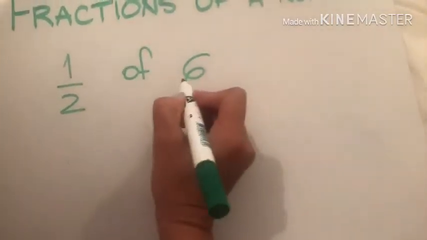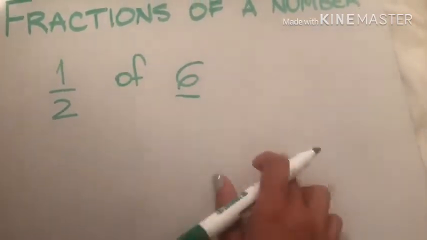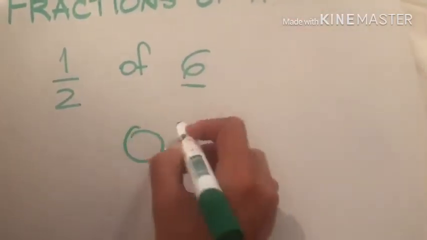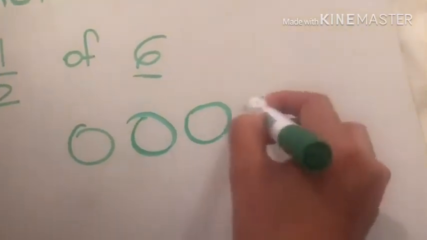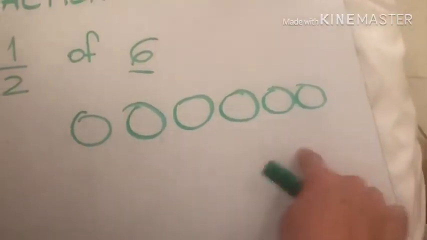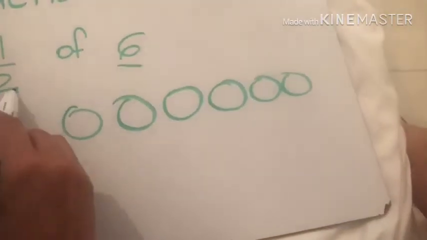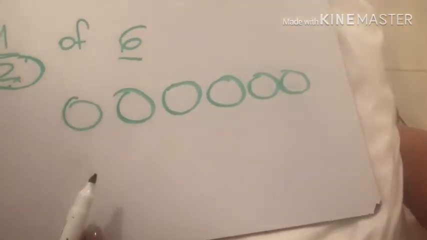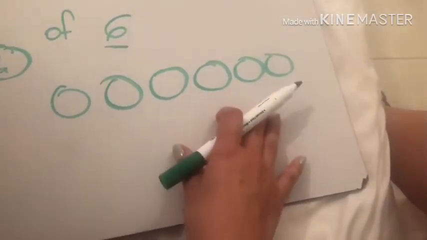Okay, let's think about this number first. I will just make 6 drawings of 6 objects, whatever you want to do. I'm going to make 6 circles. 1, 2, 3, 4, 5, 6, and I have my 6 represented as six circles. And then this shows me the number of groups or equal shares that I'm going to break this number into.